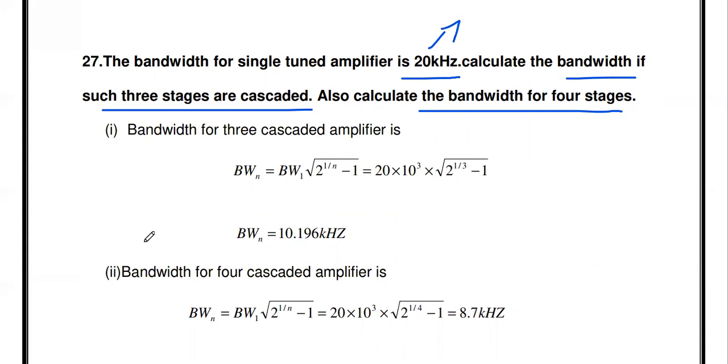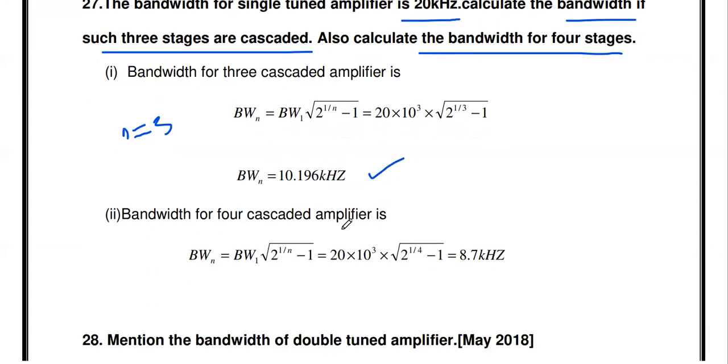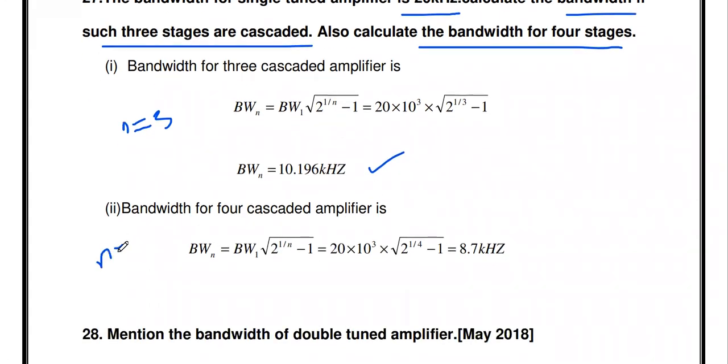If 3 such stages are connected, n equal to 3, then BWn equals BW1 times square root of 2 to the power 1 by 3 minus 1, that is 20 kilohertz times the square root of 2 to the power 1 by 3 minus 1. So the answer is 10.19 kilohertz. Then if 4 such stages, n equal to 4, the answer is 20 into 10 to the power 3 times square root of 2 to the power 1 by 4 minus 1.